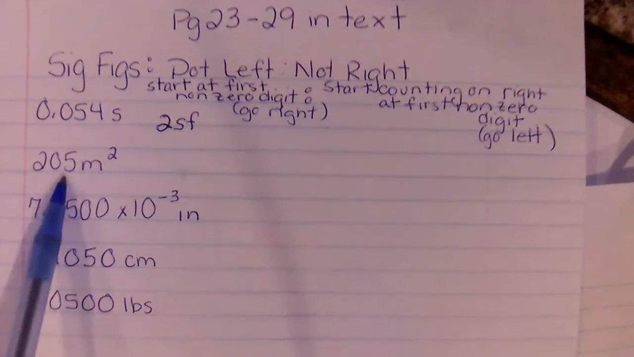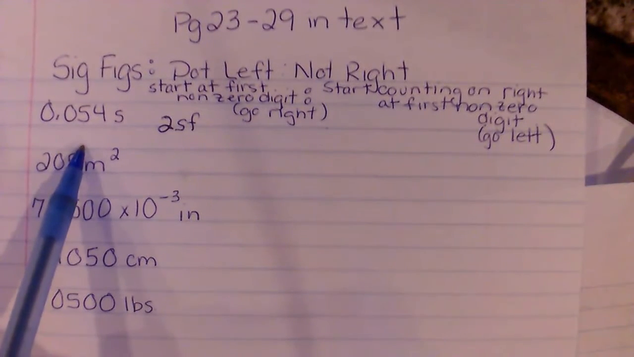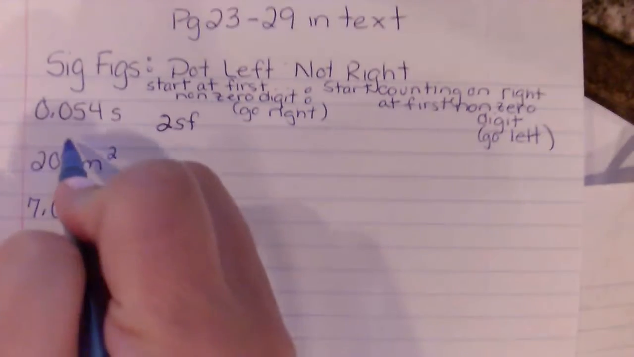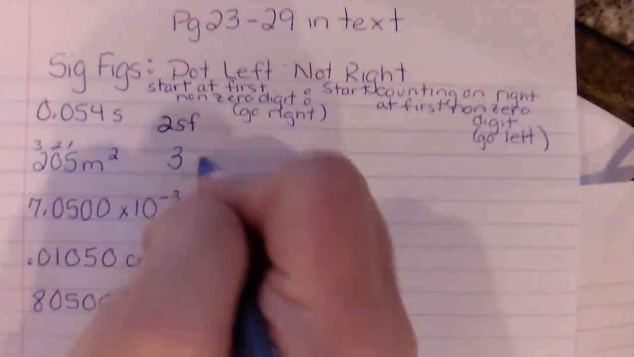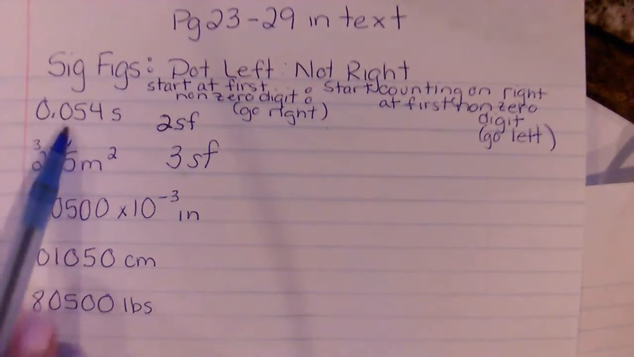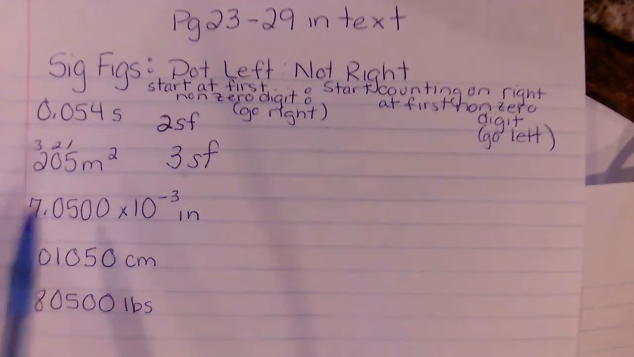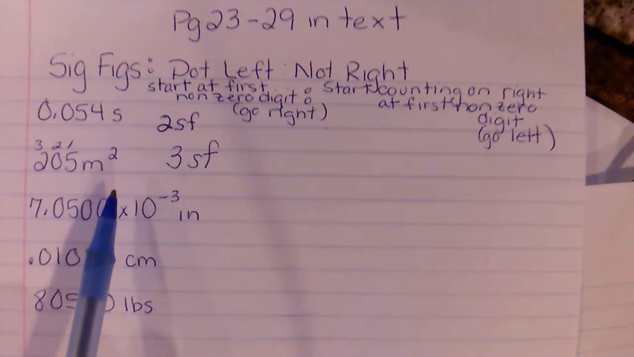So this has no decimal place, so now I'm on this side of the number that I'm going to start counting on. You can never start at a 0, so I'd start here. So this would be 1 Sig Fig, 2 Sig Figs, 3 Sig Figs. So that has 3 Sig Figs. So if there's a decimal point, you start at the left, but you never start at a 0, and if there's no decimal point, you start at the right, and you never start at a 0.